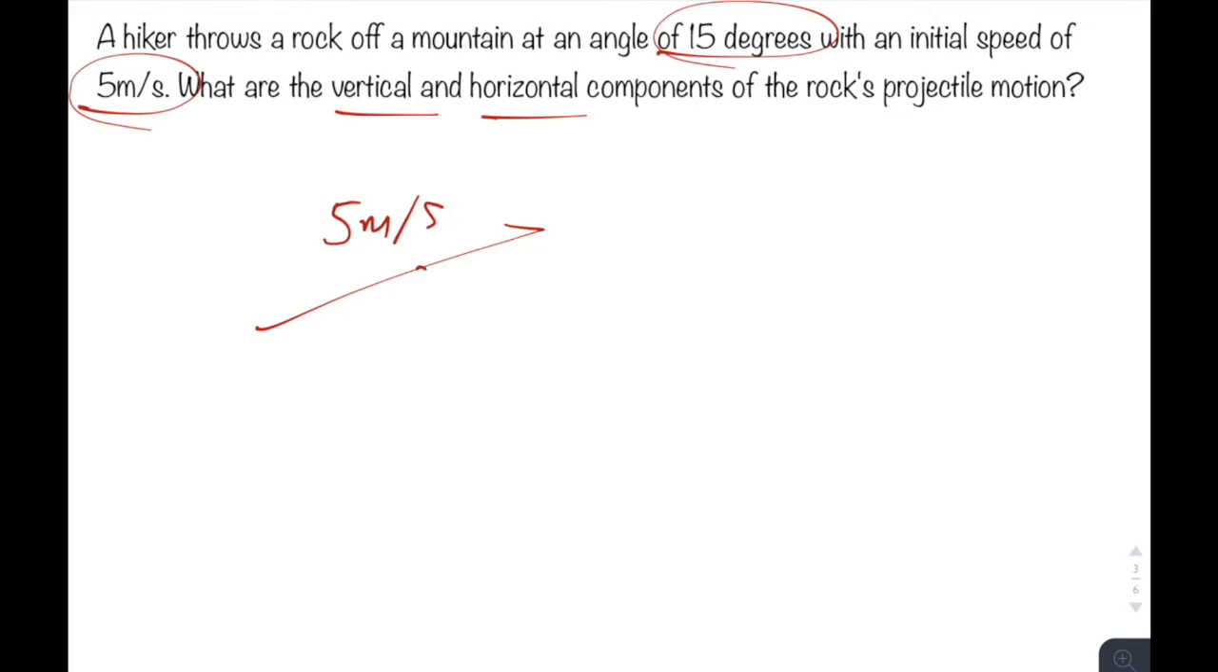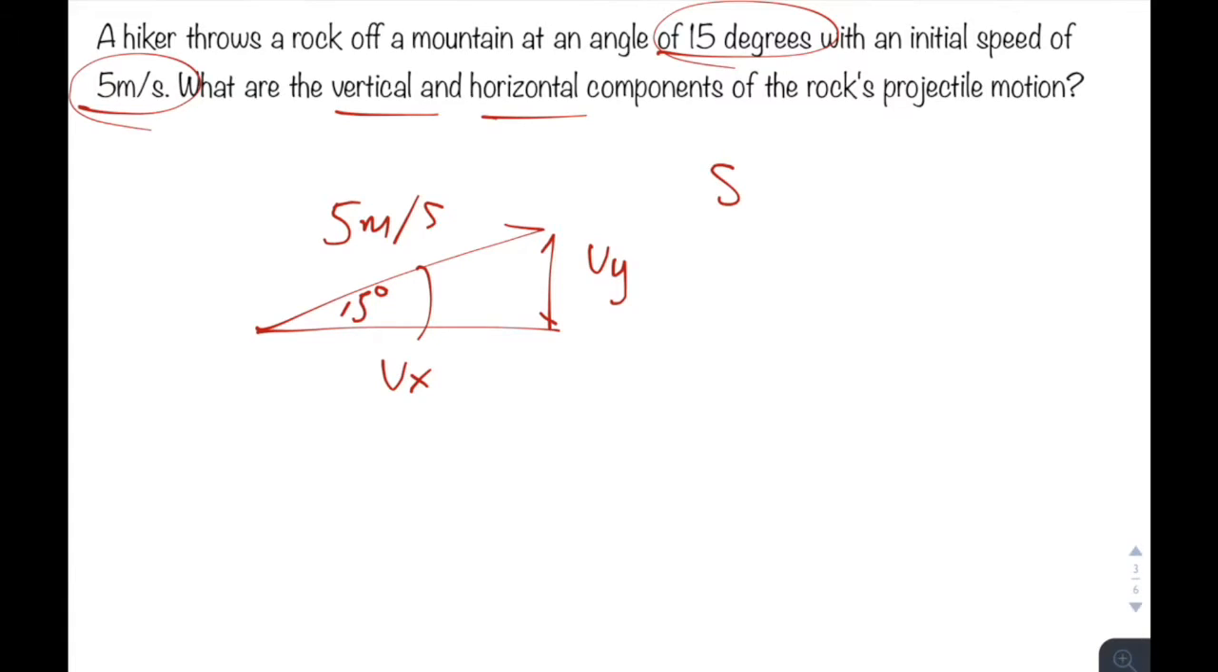Okay. Now we're going to go ahead and tackle a problem in projectile motion, and this is more of an elementary problem, pretty straightforward. It wants us to find the vertical and horizontal components of a rock's projectile motion when it is thrown at an angle of 15 degrees at an initial speed of 5 meters per second. So we want to draw out that scenario, and we've got 5 meters per second at 15 degrees, and we are looking for the components of that projectile motion that we just talked about.